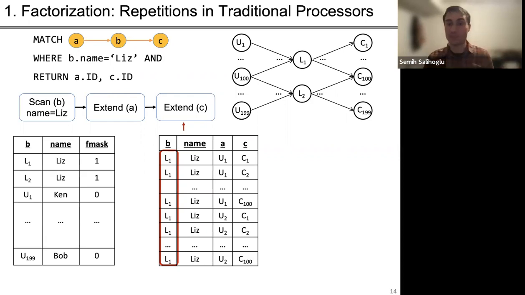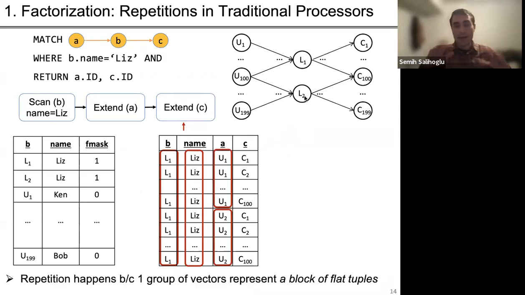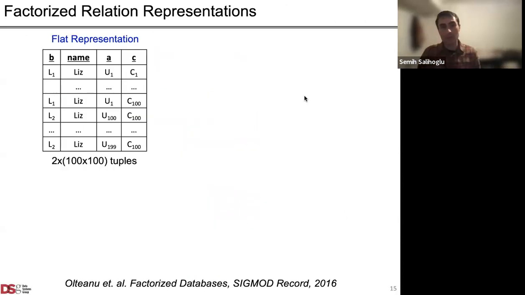Because the representation structures are flat tuples, there's going to be a lot of repetition. Sometimes this is not value repetition but some other index repetition. For example, DuckDB does not actually repeat the Liz's, but it repeats the index of a Liz in some other data structure. It's inevitable that there will be some repetition in these blocks that you pass. This happens because traditional vectorized processors are designed to pass one group of vectors containing a block of flat tuples from operator to operator.